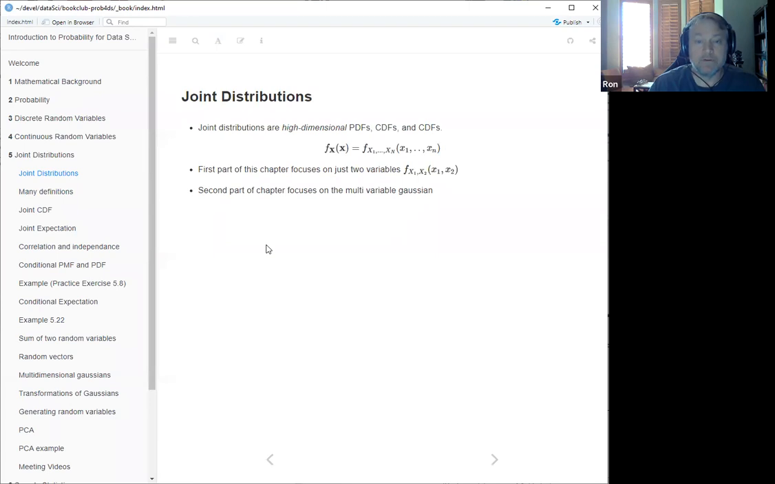So first, briefly, joint distributions are simply high dimensional PDFs and CDFs. Here is an example of a probability distribution function that is a function of many variables, n of them, and you can organize them into a vector as shown on the left-hand side, where it's a random vector now, and the distribution over the vectors is given by some function of all the components of that vector. So the first part of the chapter is going to have a two-variable joint distribution, just to focus on that and understand how things are defined. And the second part will deal with more than two variables, but focusing just on the special case of the multivariate Gaussian. That's the plan of the chapter.